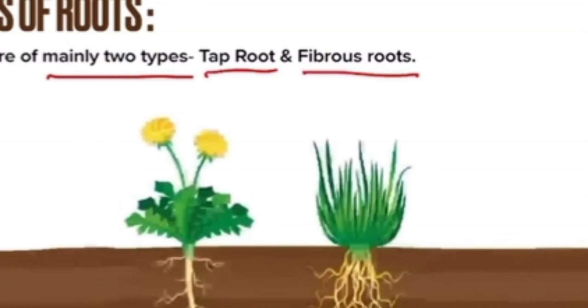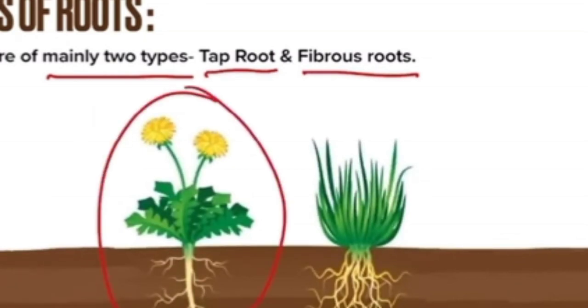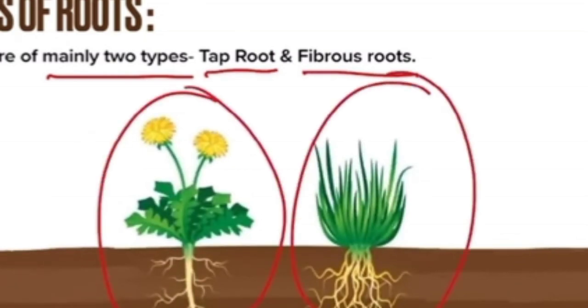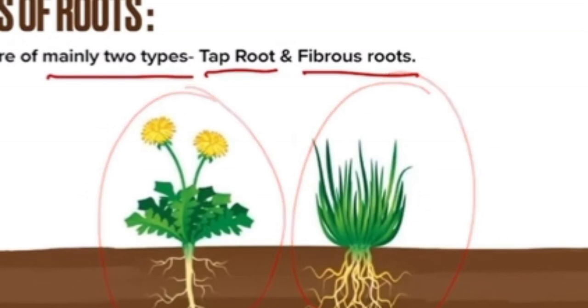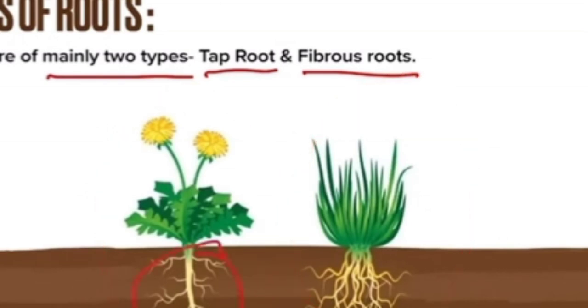So here we have two different plants. One is a flowering plant and the other one is grass. You can see even the roots are different. The roots of the flowering plant are different, and the roots of the grass are different. The roots of the flowering plant are called taproot, and the roots of the grass are called fibrous root. Here you can see the difference of the taproot and the fibrous root. Now individually, children, we are going to see the different structures of the taproots.